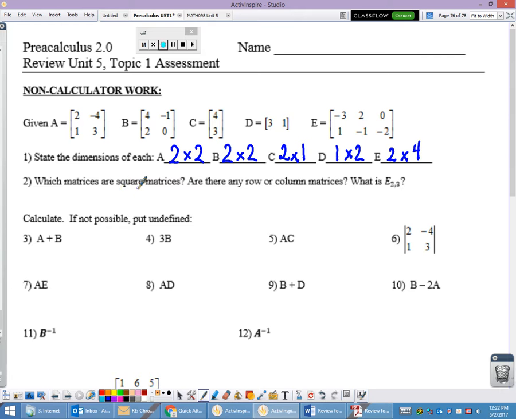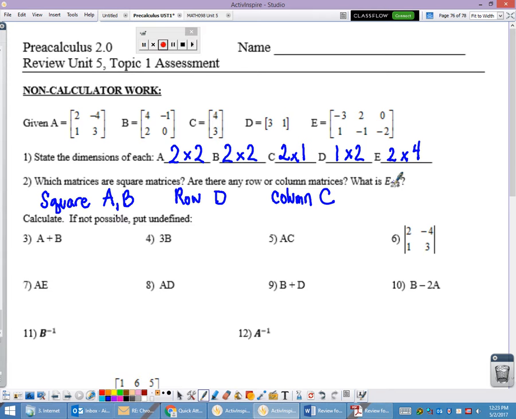Square matrices are those that have the same number of rows and the same number of columns. So if we're looking at all of these dimensions, we know that matrix A and matrix B are both square matrices. Row matrices are ones that have just one row, so my row matrix is matrix D. My column matrix is one that has one column, so that would be matrix C.